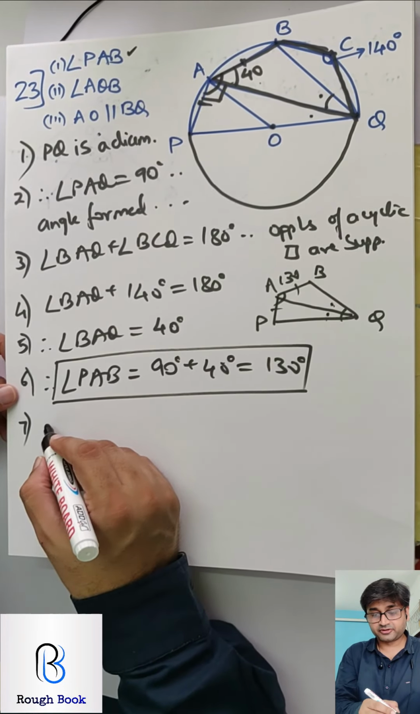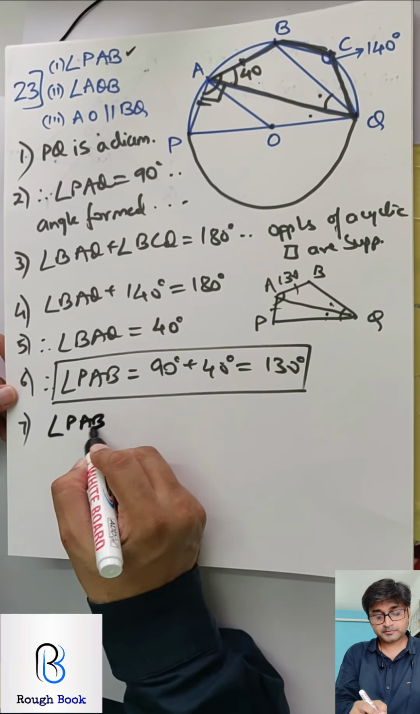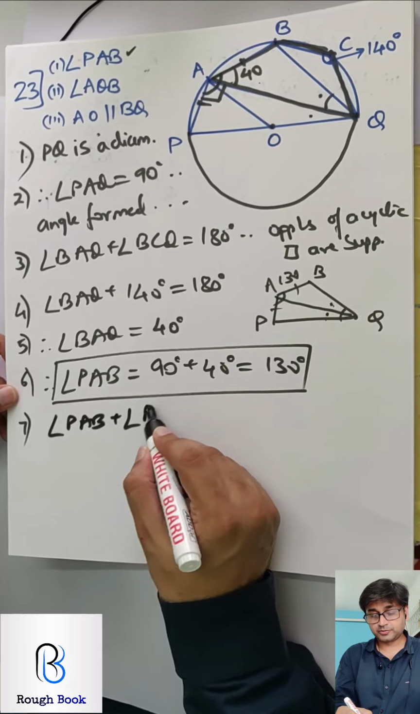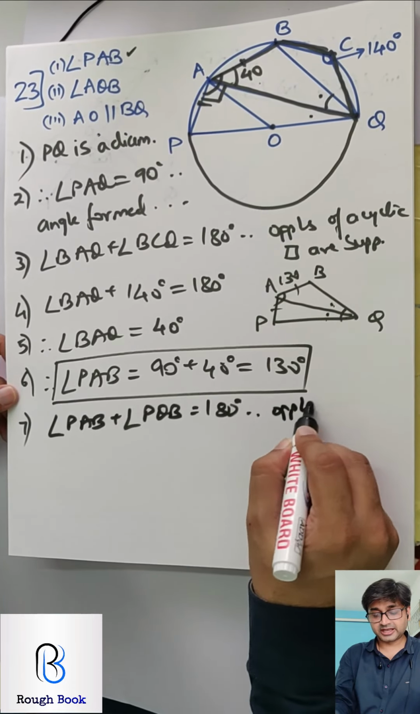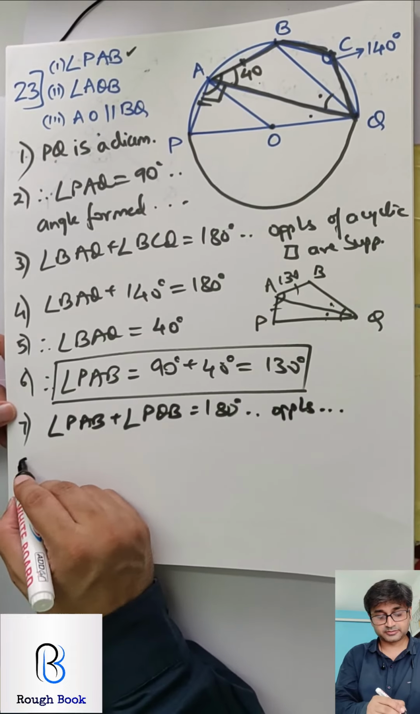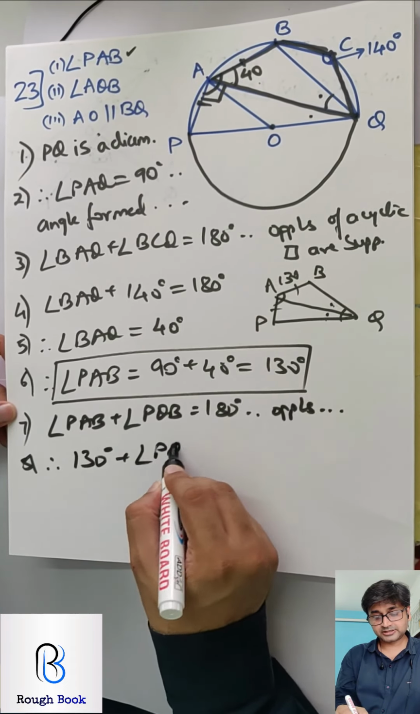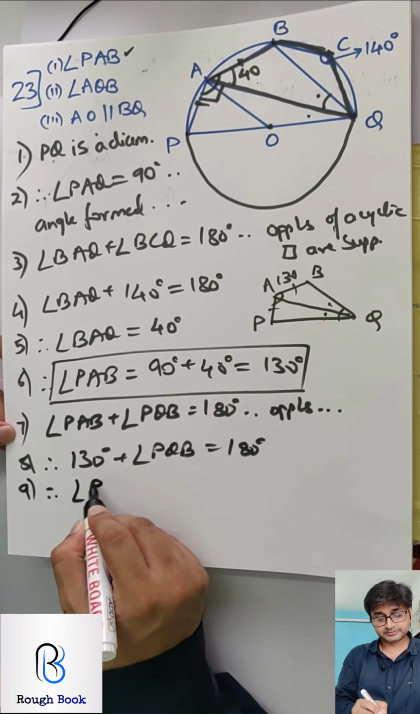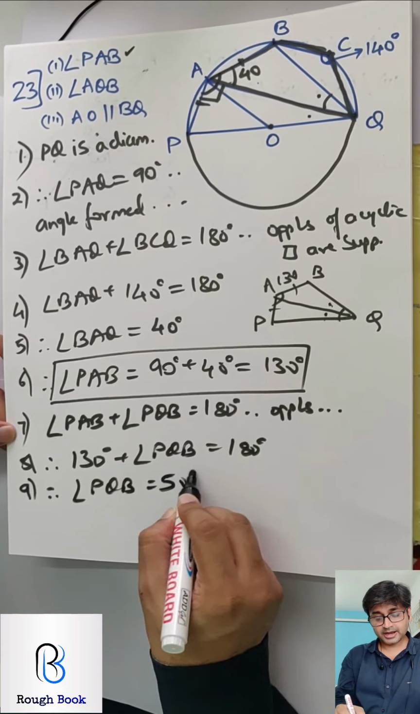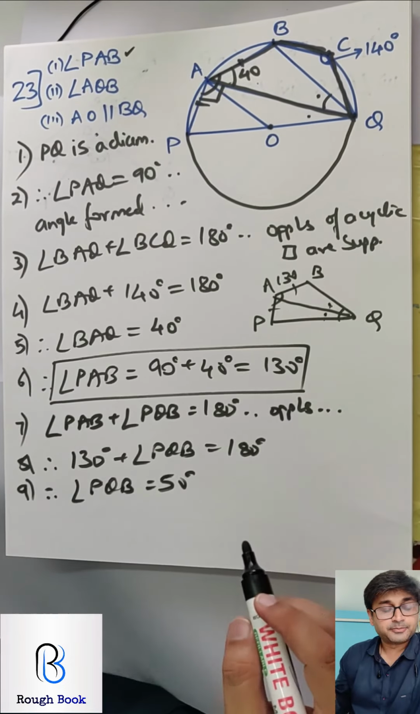So I will straight away say first angle PAB plus angle PQB equals 180, opposite angles of cyclic quadrilateral. Please complete the statement. Therefore, PAB is 130 plus PQB 180. So I will get PQB as 50. And now we will try and prove that these two angles are equal once we get PQB.